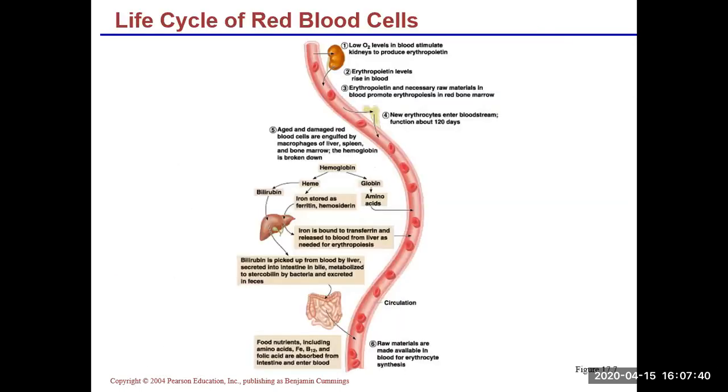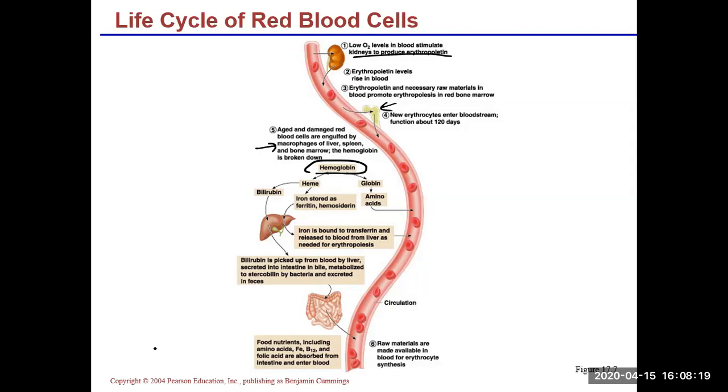Look, this is the idea of what is happening. On the first part, the kidney produces the EPO. EPO will go to the bone marrow making the red blood cells. But again, as they age and they're getting damaged, the red blood cells are engulfed by the macrophages of the liver, the spleen, and bone marrow, and the hemoglobin is going to break down into two parts.